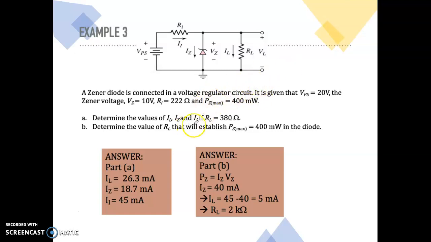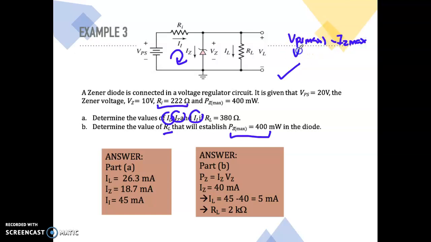This is an example of a previous written question. It will give the same circuit. What you need to do is just rearrange the values given with the KVL equation. For example, this question already gives you Ri, so what you need to find is IL, IZ, and I total. The second question already gives you the power dissipation of the zener diode, and what you need to calculate is your RL. So hold the concept of the KVL here: when your VPS is maximum, your IZ will also be maximum. When your VPS is minimum, your IZ will be minimum.